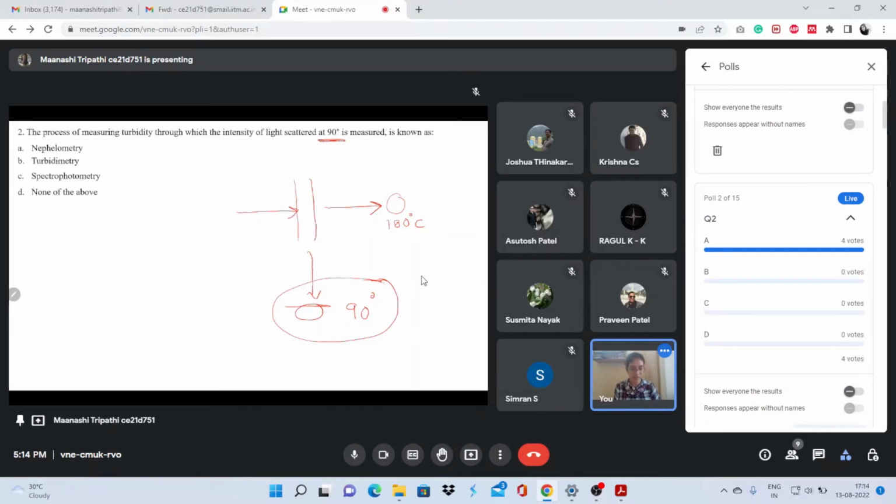Okay, let's see the answer. Yes, most of you have answered correctly. The solution is A, nephelophotometry. And if we are measuring at 180 degree, then the instrument will be B, turbidimetry, as well as C, spectrophotometry. These instruments B and C measure light intensity at 180 degree, and only nephelometry measures light intensity at 90 degrees of the sample.